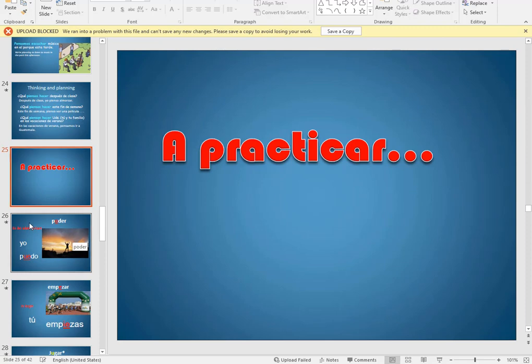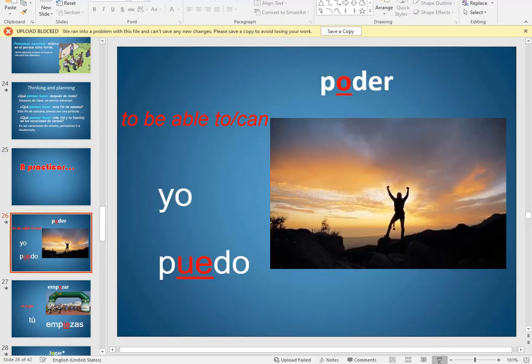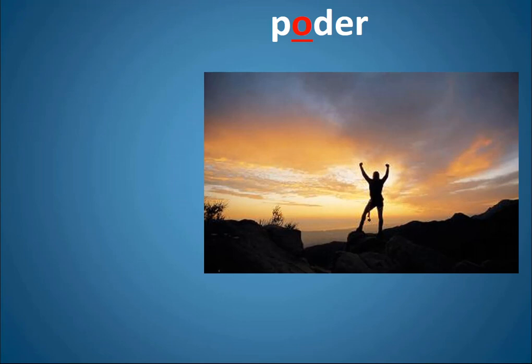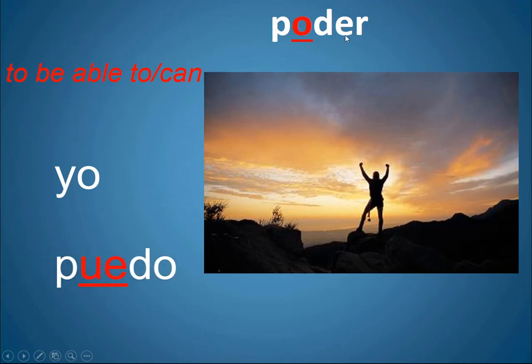A practicar, let's practice. So poder, it's better if we do it like this. I'm going to check if this PowerPoint is not there, I'll upload it. But poder, to be able to, or can, what we use as can. So yo, you're going to take this verb. The er will become o, because it's the ending for the yo, and then the o changes to ue, right? So then yo puedo.